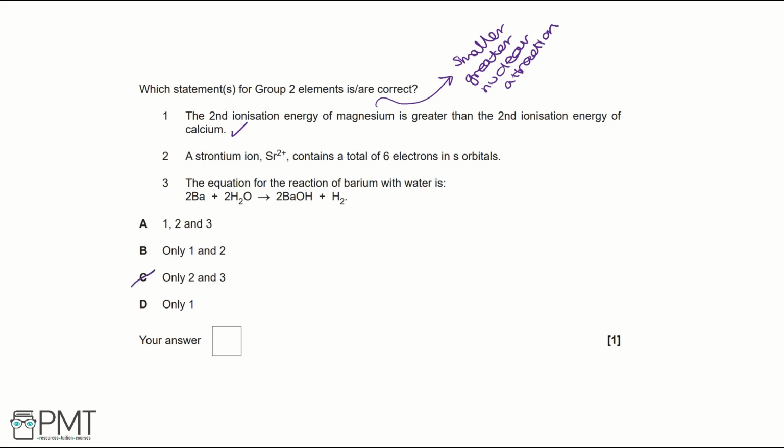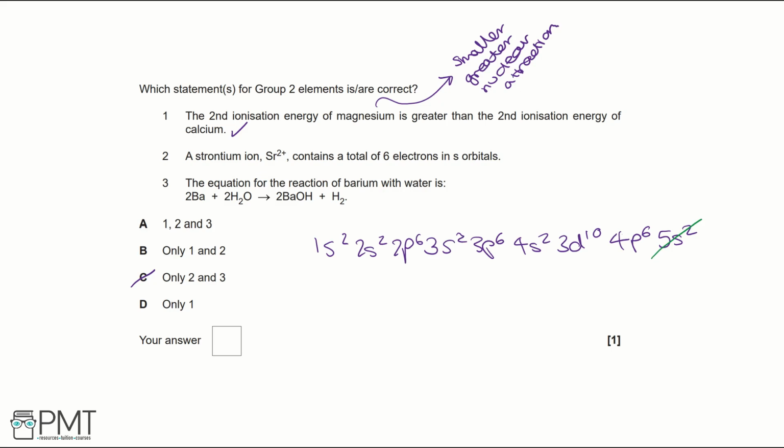Then looking at number 2, strontium ion Sr2+ contains a total of 6 electrons in s orbitals. So if we write out the electron configuration for strontium first, that's going to be 1s2, 2s2, 2p6, 3s2, 3p6, 4s2, 3d10, 4p6, 5s2. And because we're making a 2+ ion, we need to remove 2 of these electrons, and that's going to be our 5s2 electrons we remove.